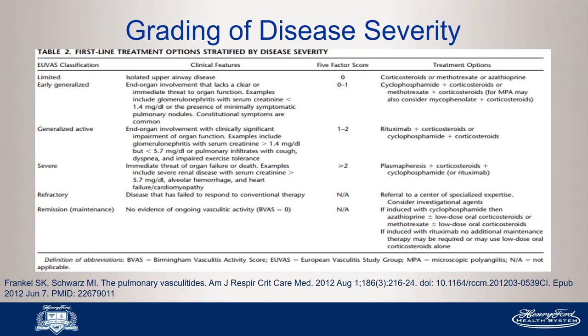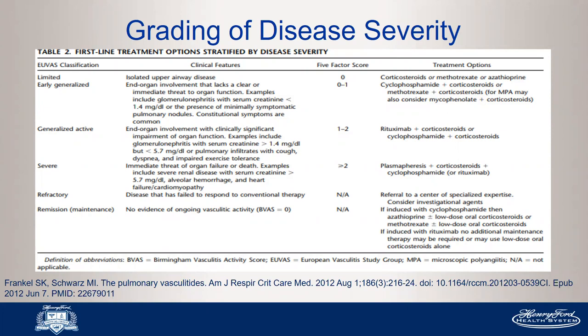And the way they classify the disease severity, it goes from limited to refractory, or once you get treated, you're probably in remission at that point, hopefully. So it's based on organ involvement and this five-factor score, and I'll talk about it briefly. The limited is just isolated upper airway.